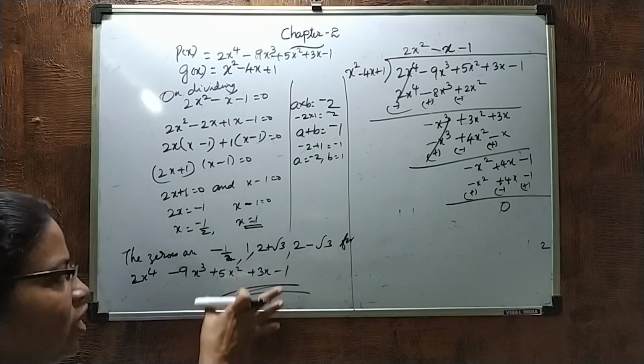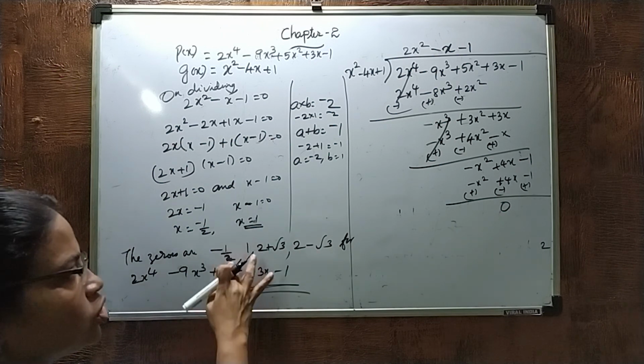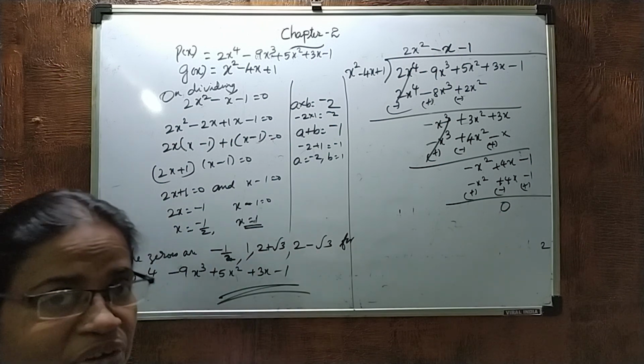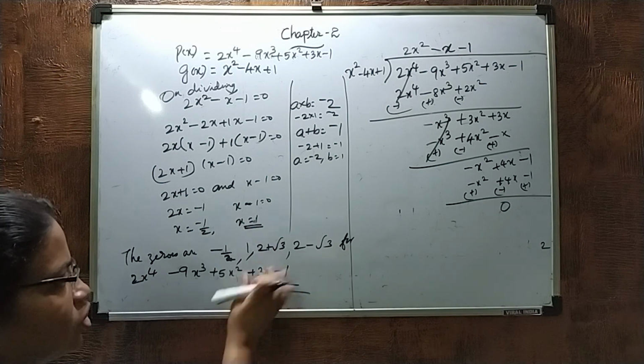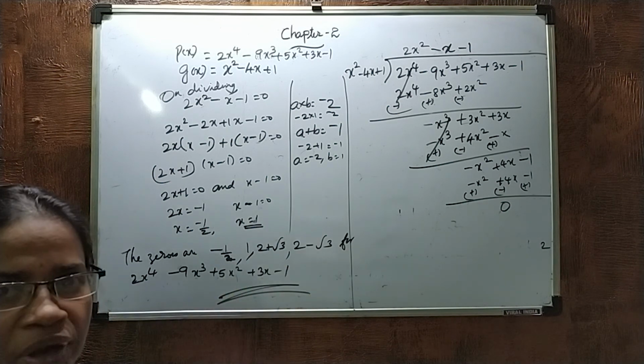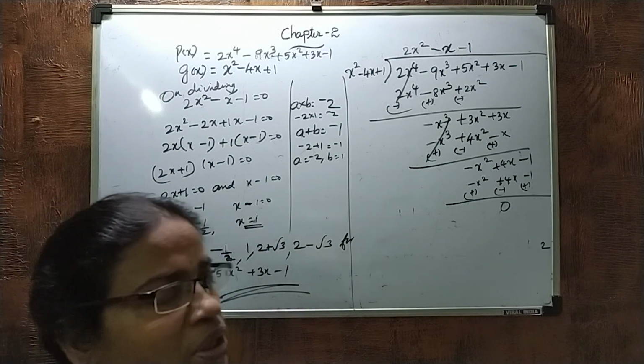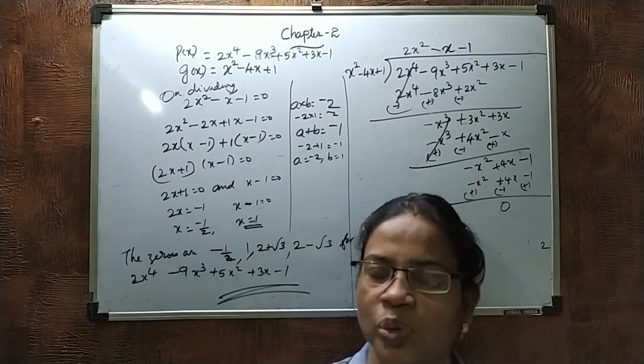At the last you have to write all the zeros. 2 zeros you already found out, and 2 zeros they had already given in the question. So these 4 zeros you have to write for the polynomial. So we are just concluding this portion.